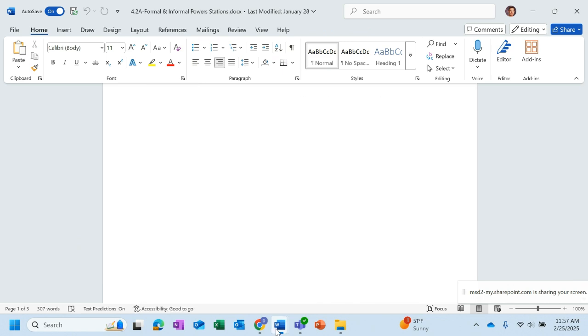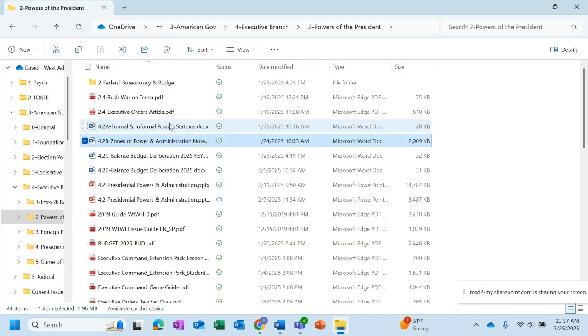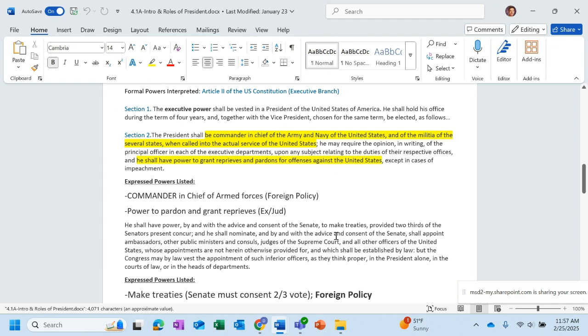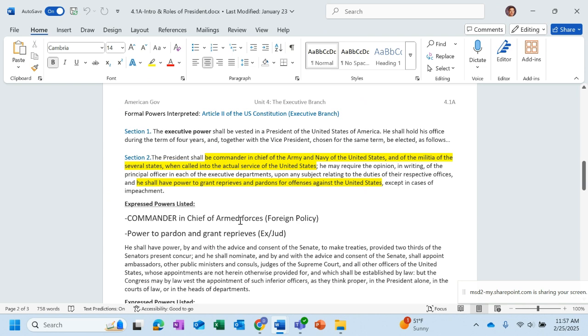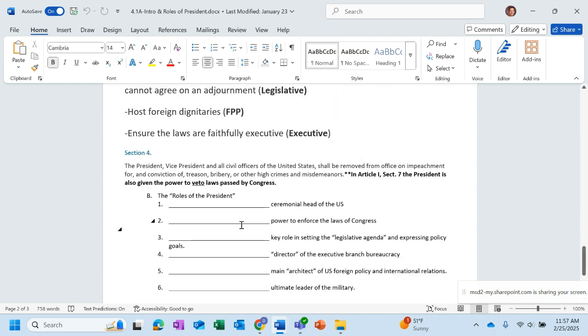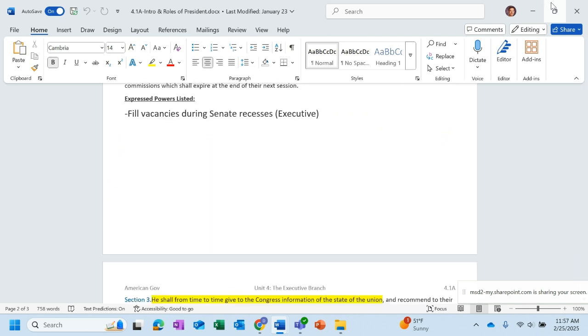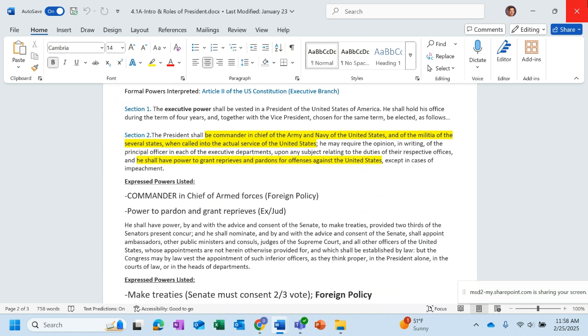One thing is in the very first note sheet of the unit, we did, it goes back to 4.1. You have all the powers of the president right here. These are all the formal powers. Article 2 of the Constitution got everything that you need right there. The only thing I didn't include is the election of the president, which we won't really get into in this unit, but we interpreted them. So it's going to give you all the different types of powers that the president has. Okay, so keep that in mind. If it's in there, that's a power the president has. Foreign policy powers, making appointments, commander-in-chief of the armed forces, pardon powers, reprieves, things like that. So keep that in mind.